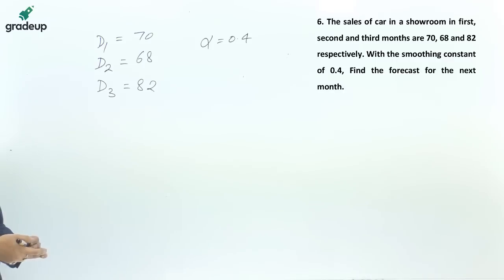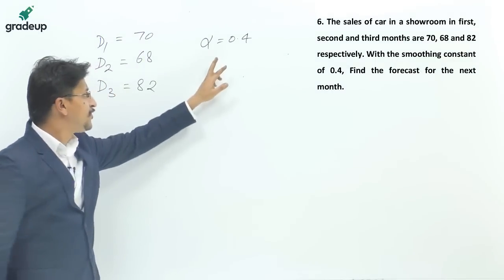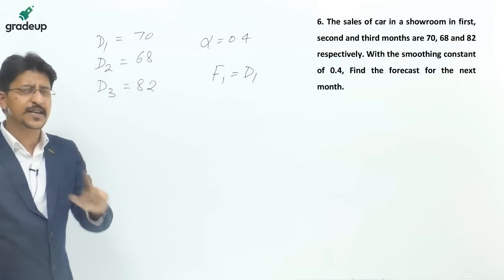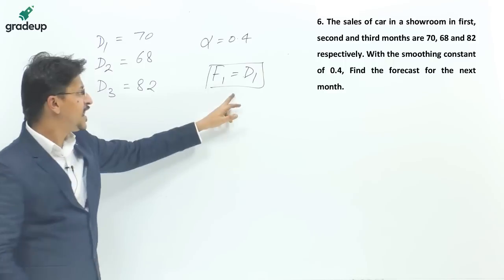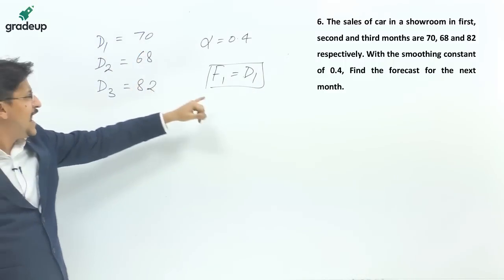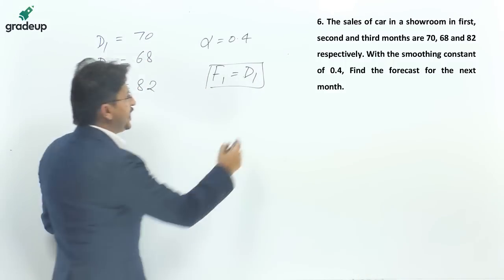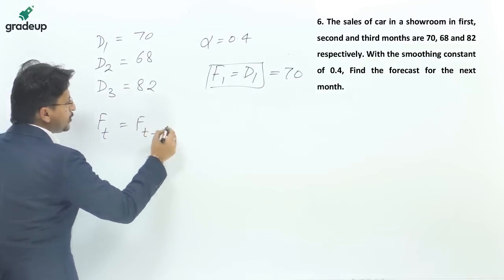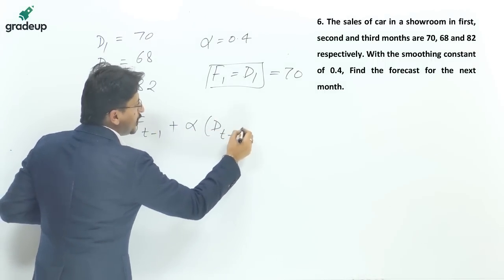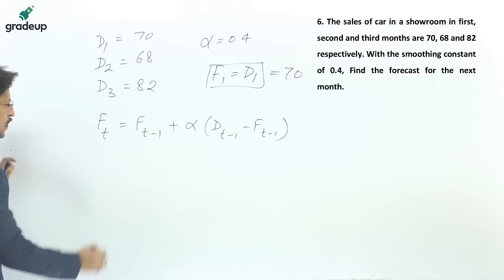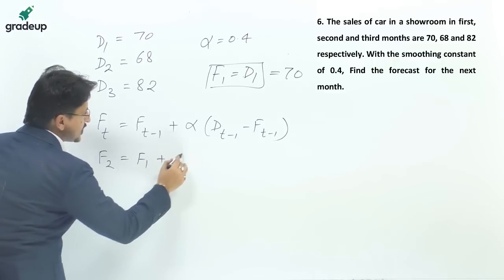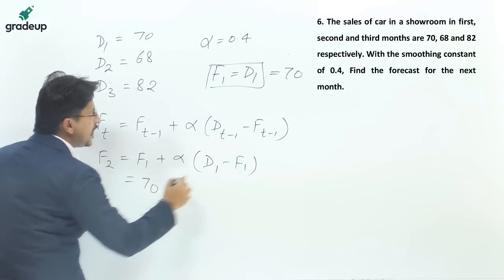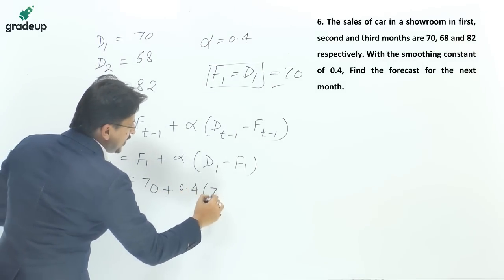Okay, in this case, the forecast for the first month has not been given. So the forecast for the first month will be equal to the demand of the first month. In such cases where the forecast for the first month is not given, consider the actual demand that is given for the first month as the forecast for that month. That will be equal to 70. Then use the formula Ft equals Ft minus 1 plus alpha into (Dt minus 1 minus Ft minus 1). So F2 equals F1 plus alpha (D1 minus F1). F1 is 70, so 70 plus 0.4 (70 minus 70).